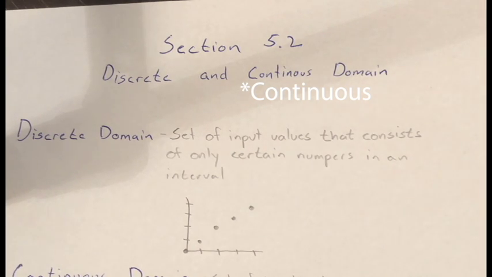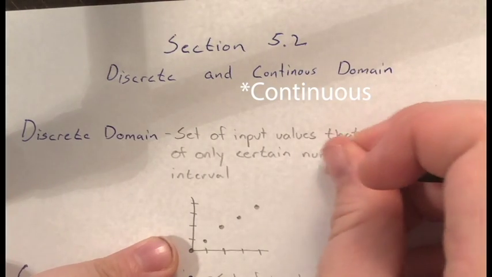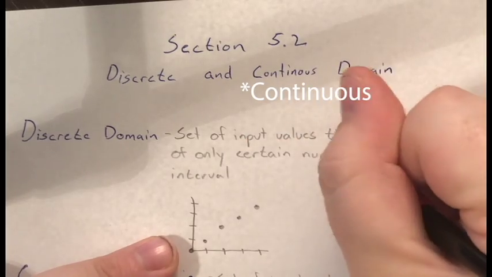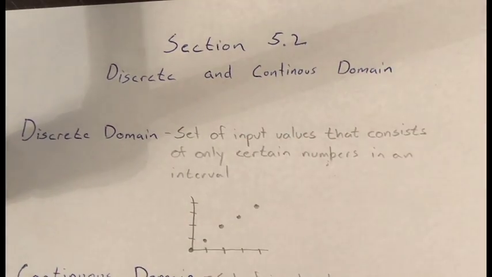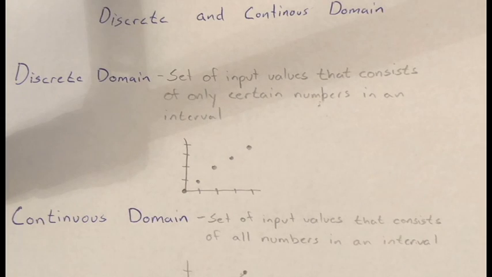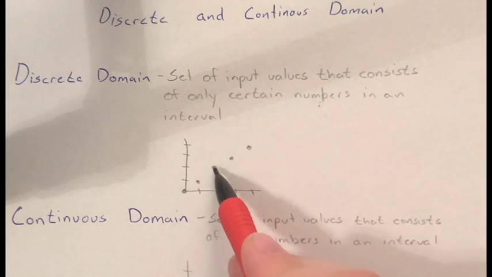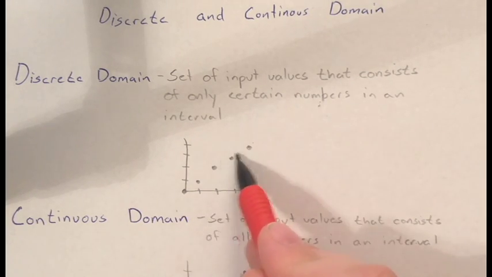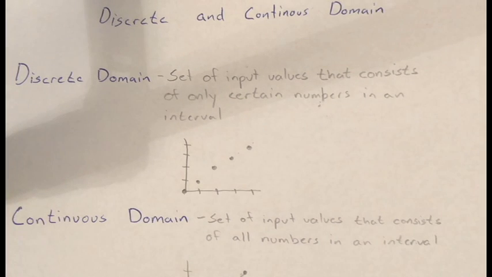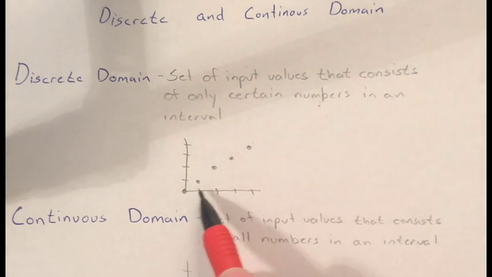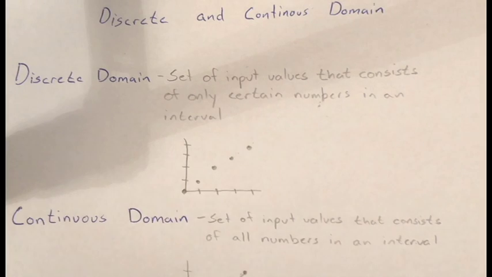So a discrete domain is a set of input values that consist of only certain numbers in an interval. You've been seeing these this entire time for these past several videos, as you've basically been seeing a graph, and you're going to see dots in those places, those little points of ordered pairs. This is a discrete domain. It's one, two, it's just separate.